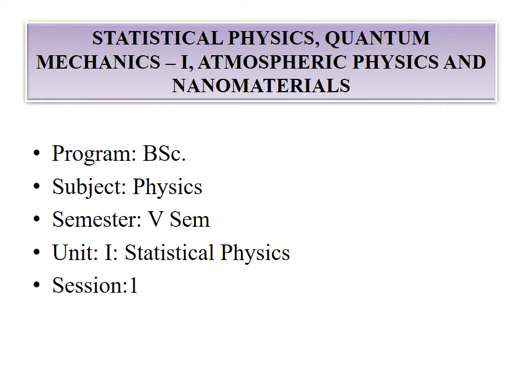The paper 501 consists of statistical physics, quantum mechanics, atmospheric physics, and nanomaterials. This lecture is useful for the final year BSc Physics students. Unit 1 consists of statistical physics, and session 1 is on basic concepts of statistical physics.